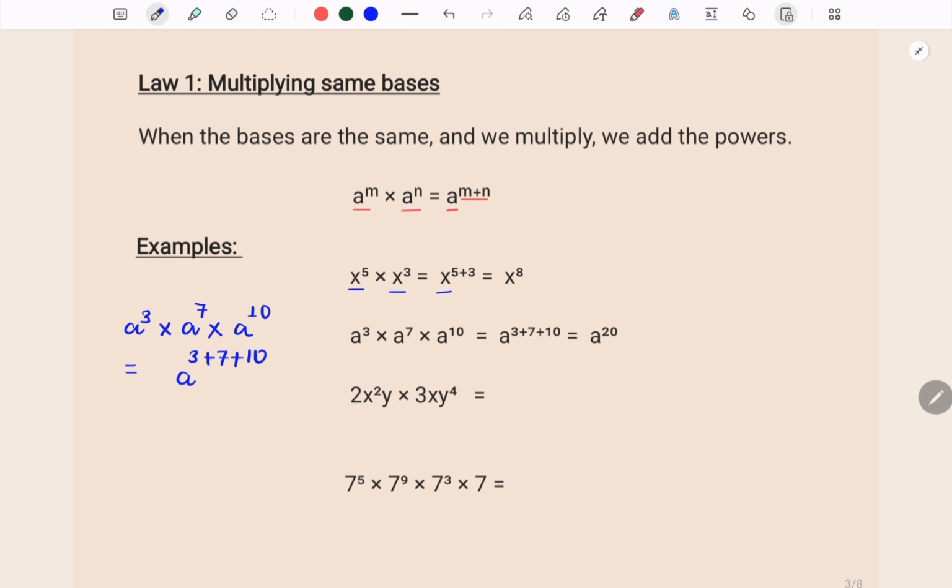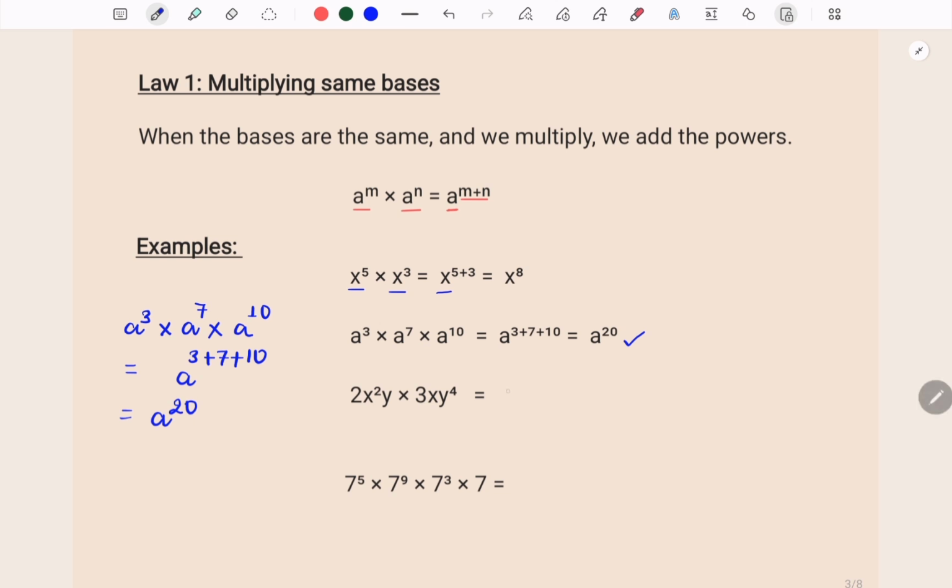When I do that, I get a raised to the power 3 plus 7 is 10. 10 plus 10 gives 20. So a raised to the power 20 will be the answer. Now, next question, we have 2x squared y multiplied by 3xy raised to the power 4. Okay, so let's see how we can solve this question.